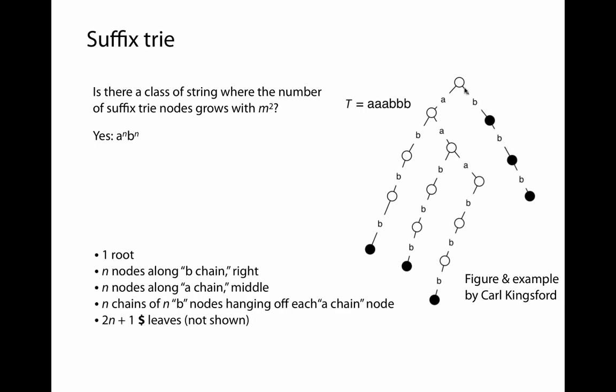There will be one root, and then there will be n nodes along what you might call the B chain on the right. This B chain is encoding all of the suffixes that consist of just B's. And then there are n nodes along what I'm calling the A chain here, which is sort of the backbone of all of the suffixes that start with some group of these A's. And then hanging off the nodes in the A chain are more B chains. So hanging off of every node in the A chain is another chain of length n of B's.